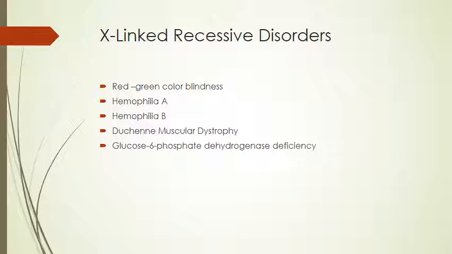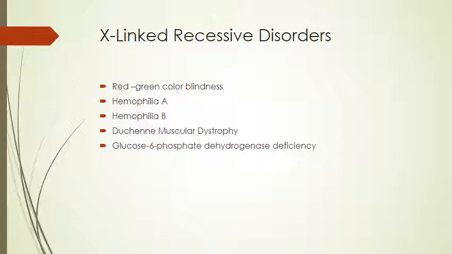Hemophilia B, also known as Christmas disease, is a blood clotting disorder caused by a mutation of the factor IX gene and leading to a deficiency of factor IX. It is rarer than hemophilia A, and as noted, it was common among the royal descendants of Queen Victoria in the 19th century. If we look at Duchenne muscular dystrophy, it is associated with mutations in the dystrophin gene.